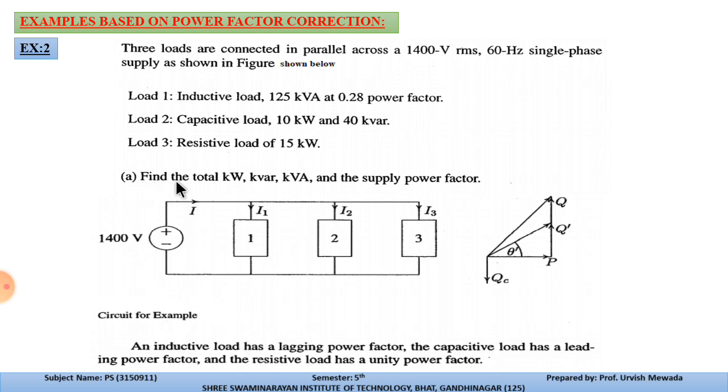First is to find the total kilowatt, means active power, reactive power and apparent power, and the supply power factor. This is the first task. So an inductive load has a lagging power factor, the capacitive load has the leading power factor, and the resistive load has the unity power factor. These are the data given to calculate the example.